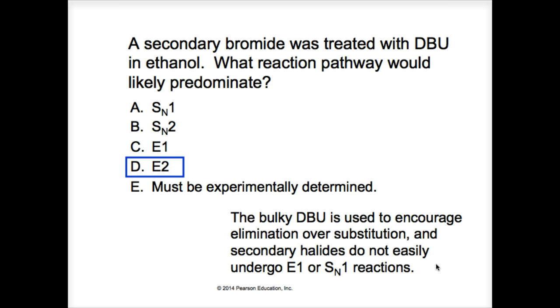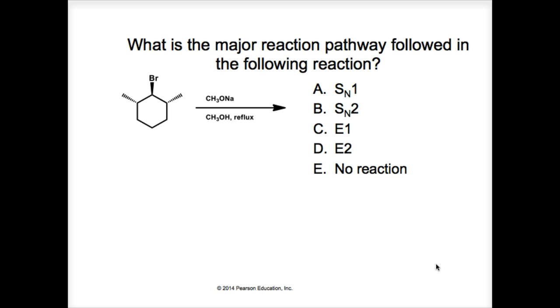Coming back, as you know, DBU is a bulky base used to encourage E2 elimination over substitution. So only the elimination reaction occurs with secondary alkyl halides. Primary and secondary alkyl halides only do E2. So E2 is the answer.